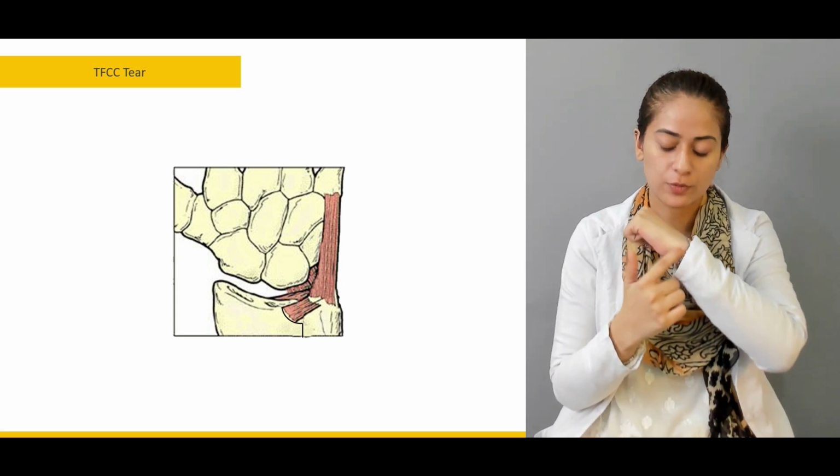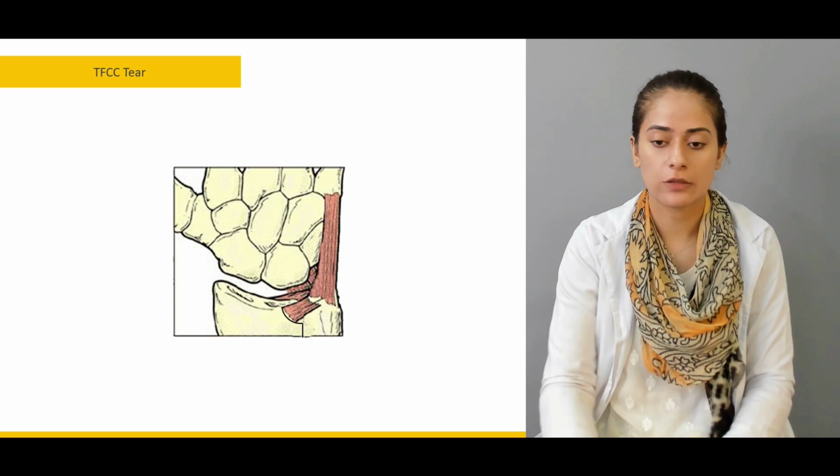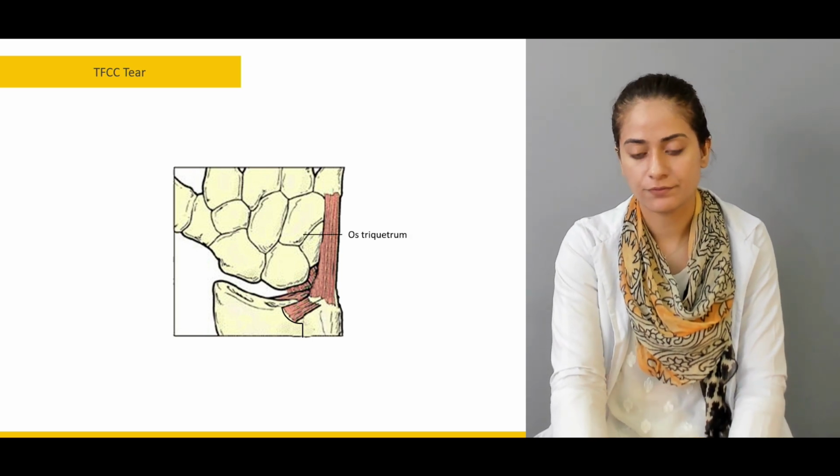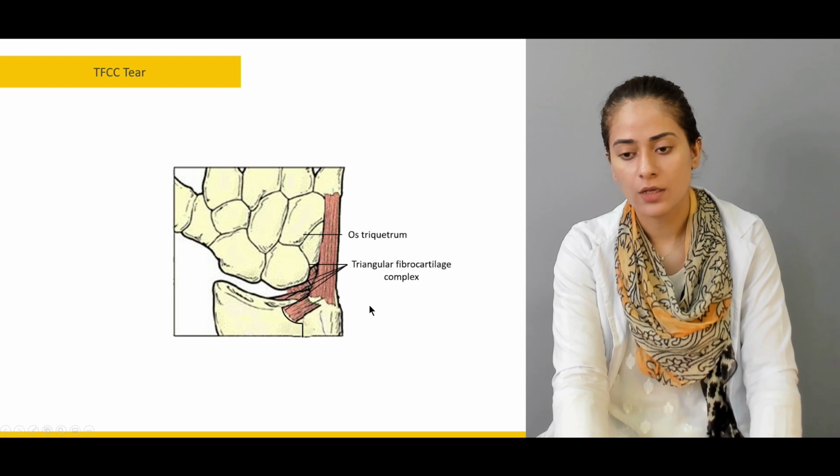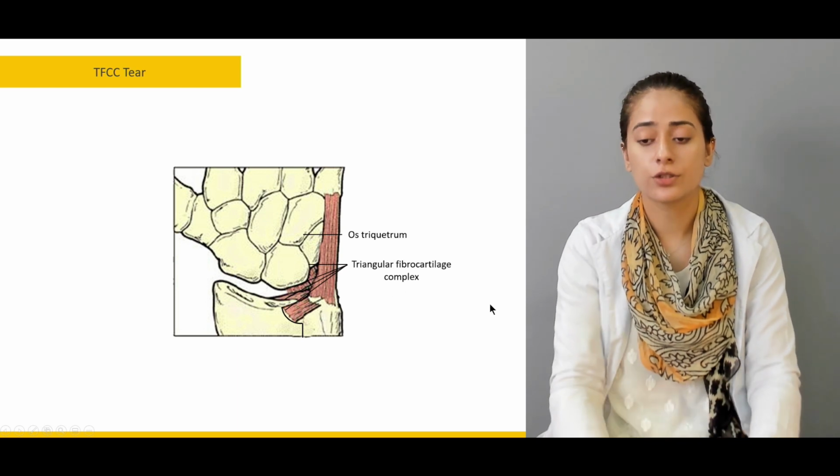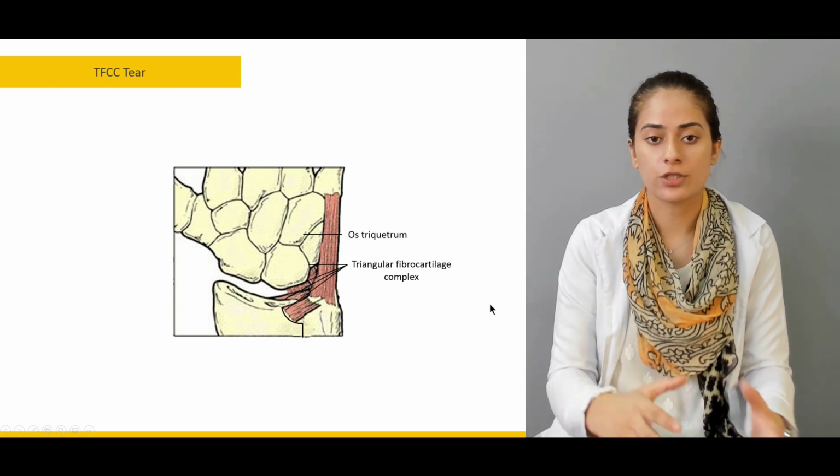The TFC bruise will be here on my knuckle, close to my knuckle. So again, triquetrum, we talked about this. This is the triangular fibrocartilage complex, which is the TFCC.